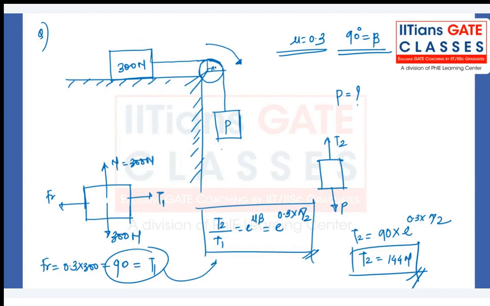56.25 is for what? I think it's incorrect. If you're talking about T1 and T2, 144 is the correct value for T2. T1 is 90. Others, do you have any doubt?